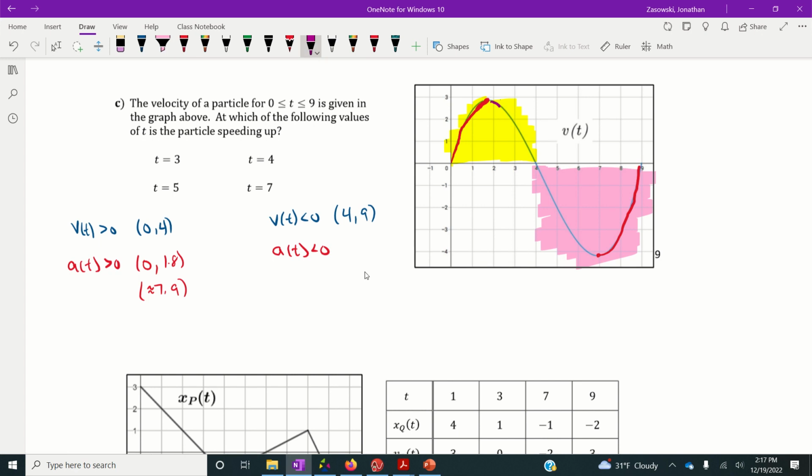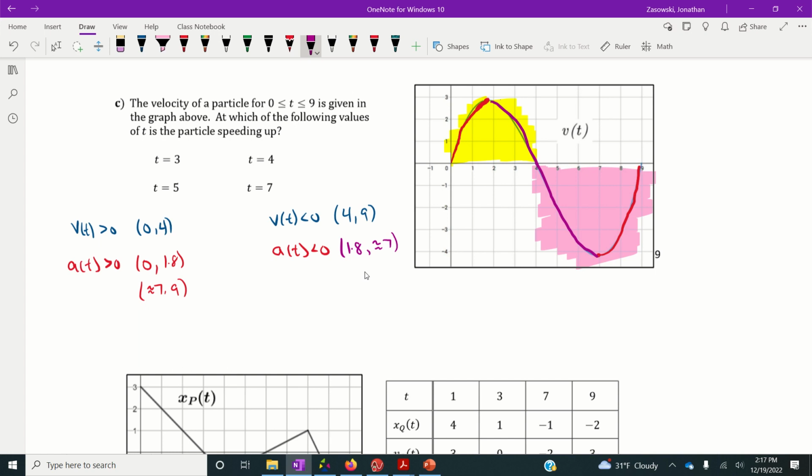It's less than 0 when this line has negative slope, and that happens all the way down to here. So it happens from about 1.8 to just about 7. So anywhere in between where these match, any of the numbers here match, okay, we have speeding up. So from 0 to about 1.8, and then from 4 to about 7 is where we are speeding up for sure. We can't necessarily include 7, and we can't really include 4 per se, because remember, the velocity doesn't include 4, because technically the velocity is 0 and it's stopped.